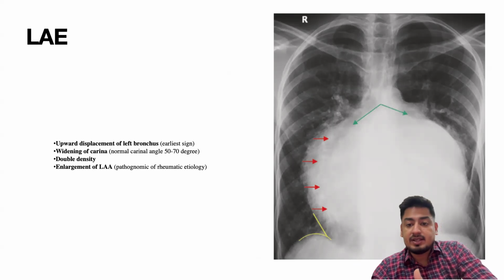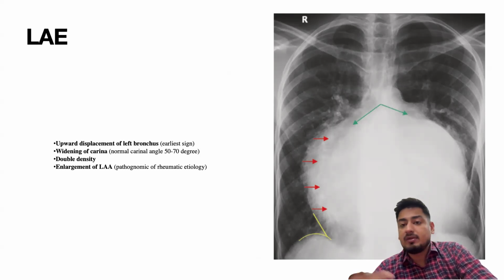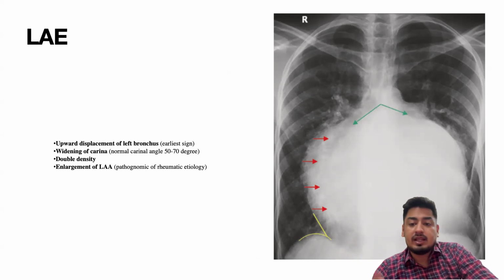Then there is a double density on the right side, because one density is because of the right atrium and another density is because of the left atrium, which is enlarged and comes to the right side. Then there is enlargement of the LA appendage, which can be seen just below the pulmonary conus. Okay. And enlargement of the LA appendage is pathognomonic of rheumatic etiology. So in exams or in vivas, mostly we get a case of rheumatic mitral stenosis, and in that we can have this LA enlargement.